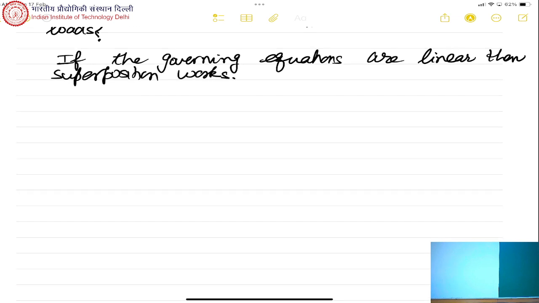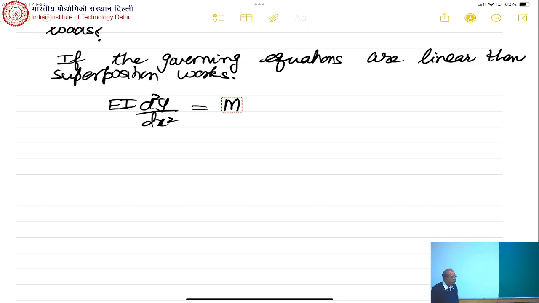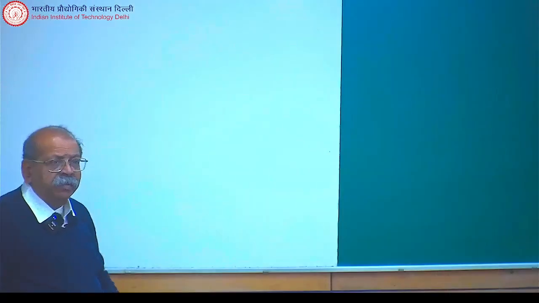So, here our equation is what? EI... Now what do I mean by linearity? Linearity means the dependent variable. What's the meaning of linearity?